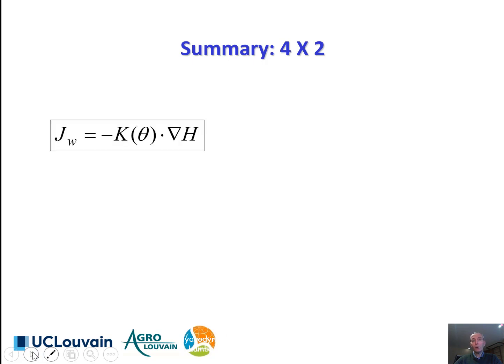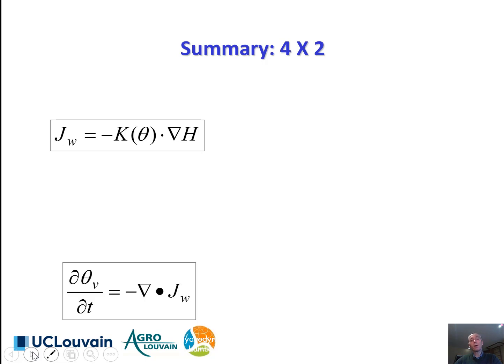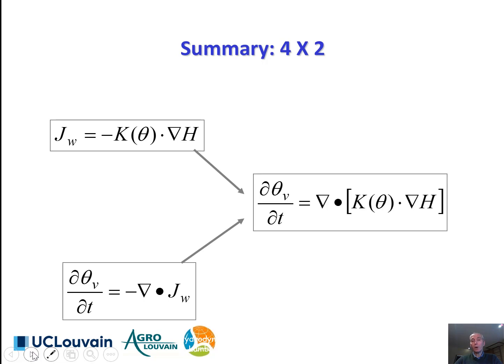We have indeed two physical principles. A principle that allows to describe the flux of water in soil, which is the Darcy equation, and the principle of soil water conservation, mass conservation. When we combine both principles, we obtain an equation which allows us to describe water content as a function of time and as a function of space.